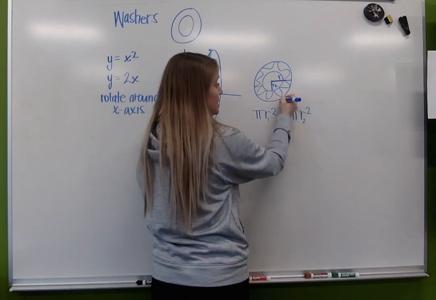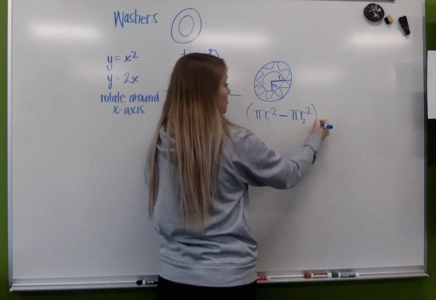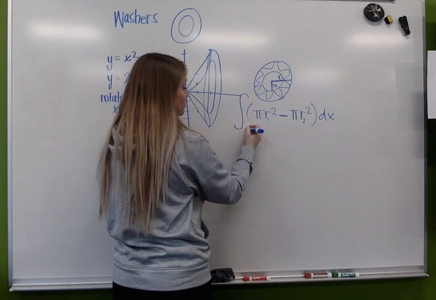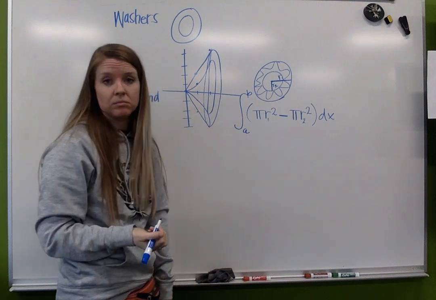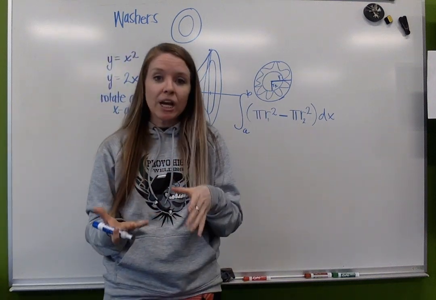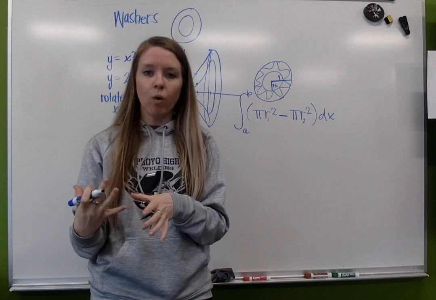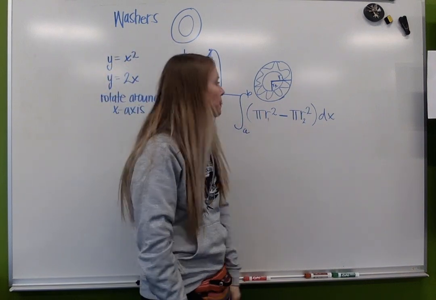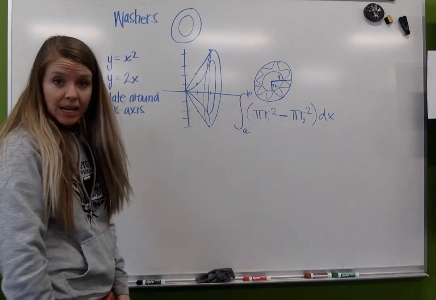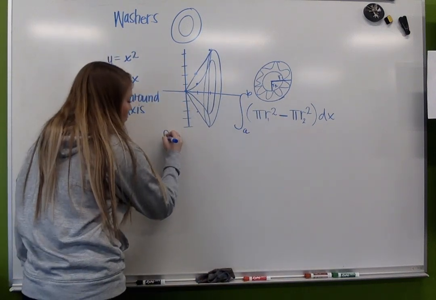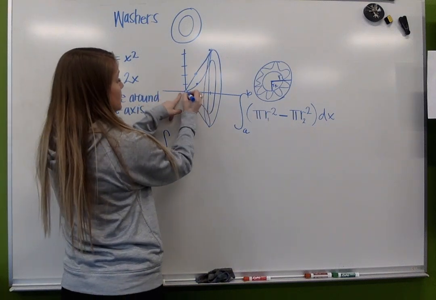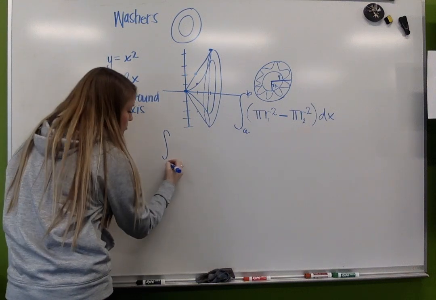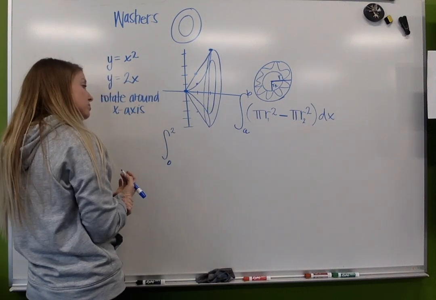We'll give it a little bit of a depth, right? We call that depth dx. And we're going to go from A to B. So the only thing that changes from our discs to washers is we're subtracting an inner circle. Okay? So for this example, we're going to be going from our points of intersection, which was here at 0, and here at x equaling 2, so 0 to 2.